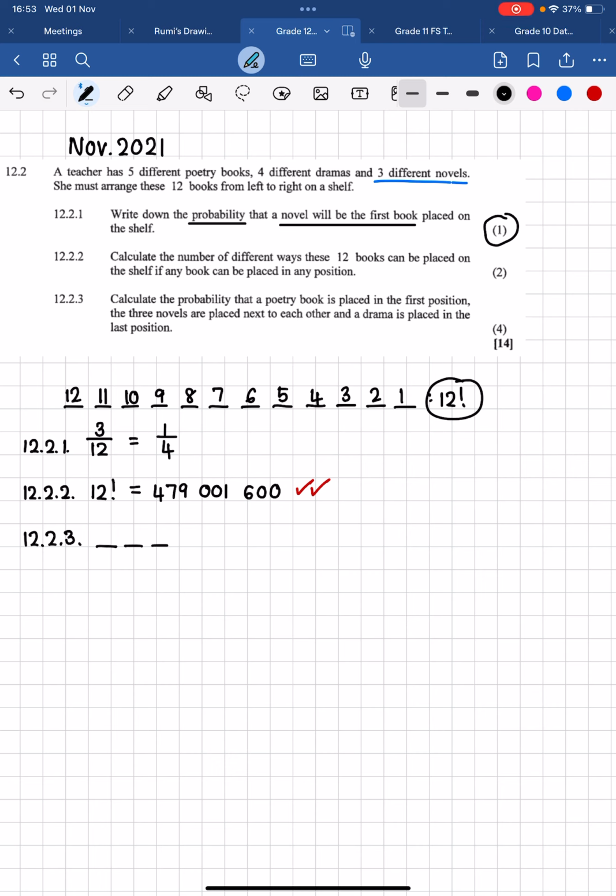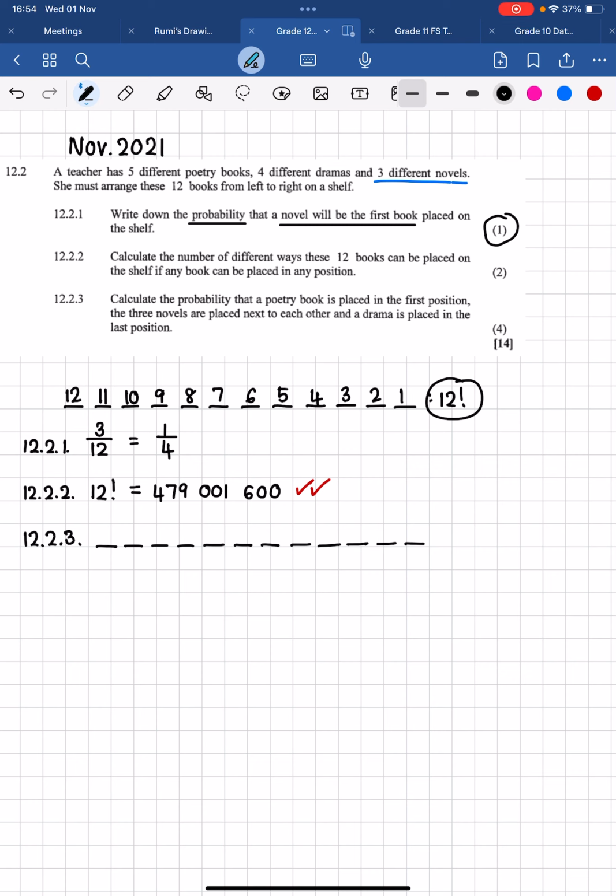Okay, I'm going to do my 12 lines again. Each line represents a book, right? Oh, I lost count now. 1, 2, 3, 4, 5, 6, 7, 8, 9, 10, 11, 12. Okay. Yes, grouping, exactly. Now, if they're saying a poetry book is placed in the first position.